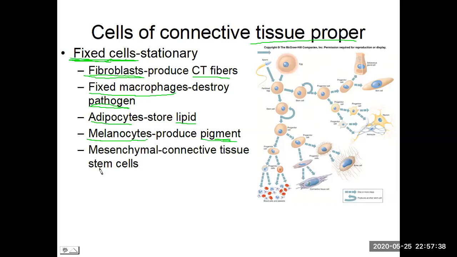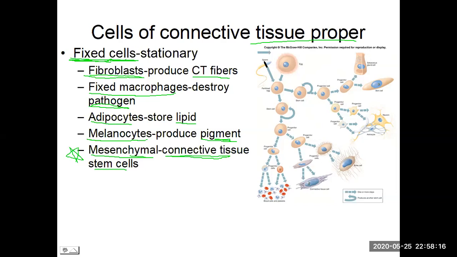And this last one, a very important type, a mesenchymal cell. This is a connective tissue specific stem cell. Mesenchyme is the way that we produce and replace connective tissue cells. Mesenchyme cells can develop and differentiate to make new adipocytes, for example, to make new fibroblast cells. It's our way of producing new and replacing old connective tissue cells.